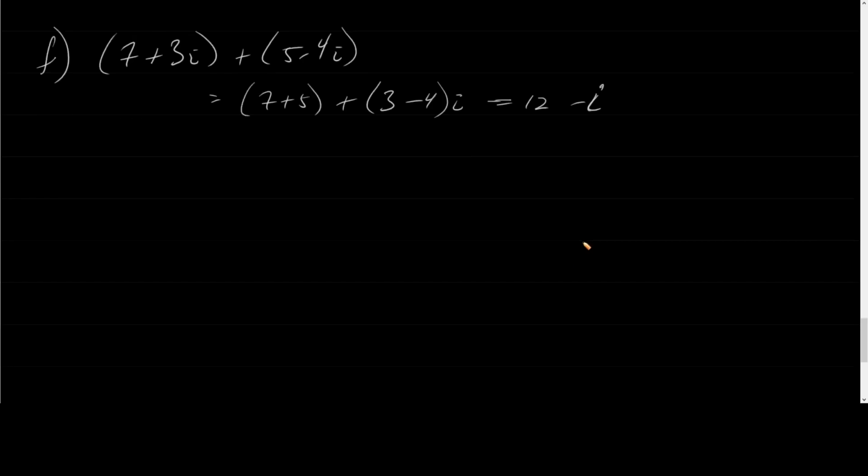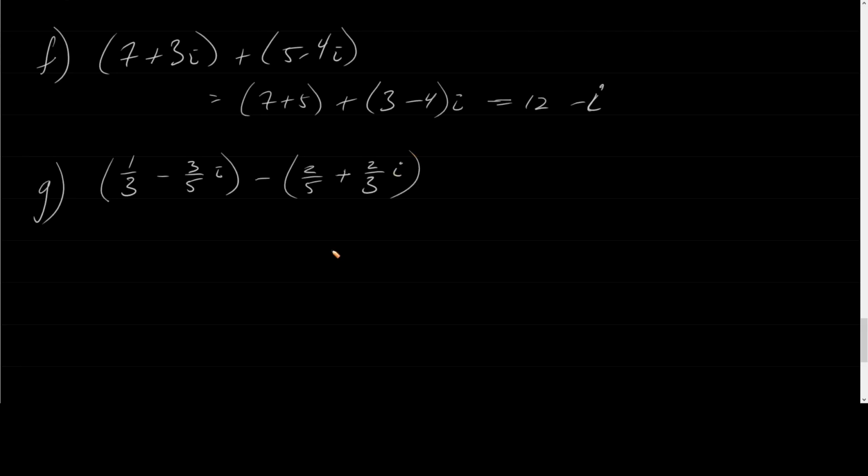Next one. Let's say that we had something like 1/3 minus 3/5 i, and then minus 2/5 plus 2/3 i.